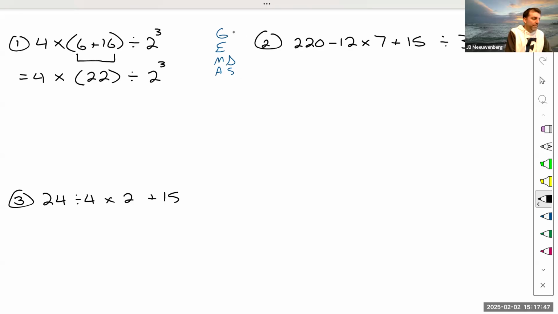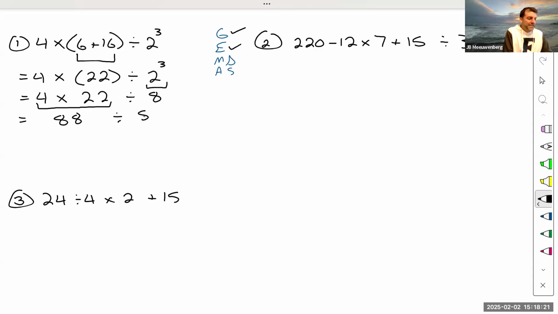Next, we have exponents. So I will do 4 times. Now, I left my 22 in parentheses. You could have removed those parentheses at this point if you would like. I will go ahead and do so. They're not grouping anything anymore, so we can remove them. Divided by 2 to the third is 8. My exponents are done. Now I'll go to my multiplication and division. So I work those from left to right. I have 4 times 22 here, which is 88. I have to bring this division by 8 down because it's connected to that 88.